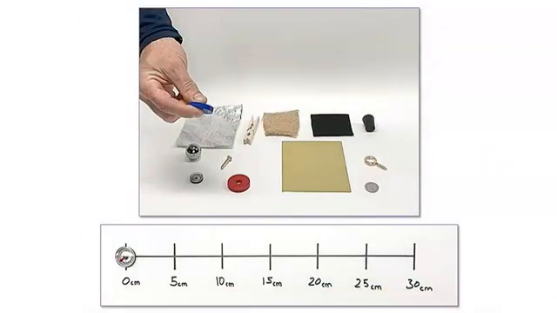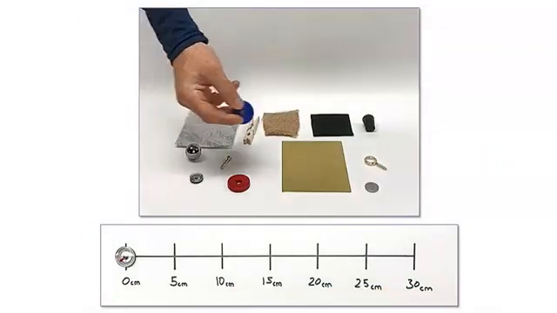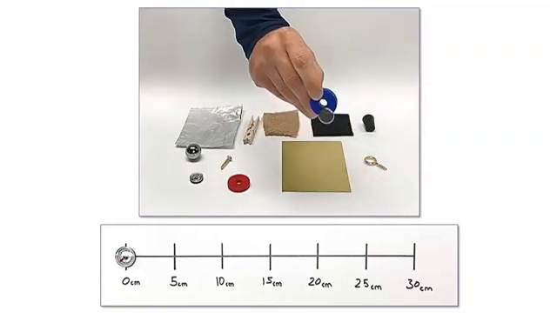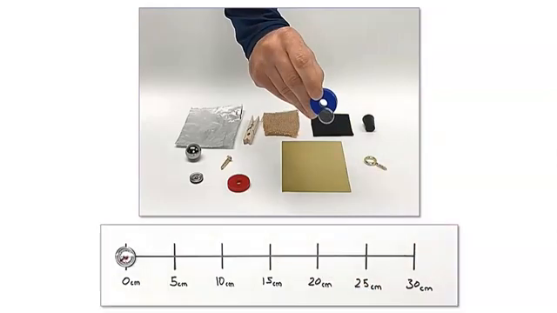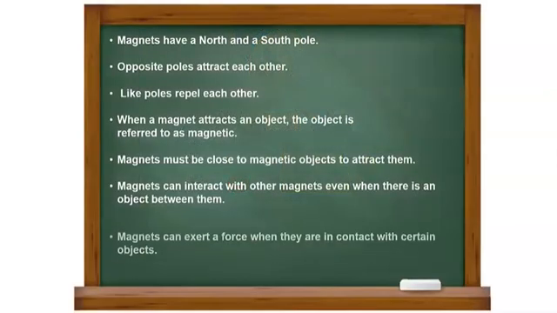At the magnetic object station, we also observed that magnets can exert a force when they are in contact with certain objects. At the distance station, we learned that magnets can exert a force over a distance or without contact. Let's add those two statements to our list.